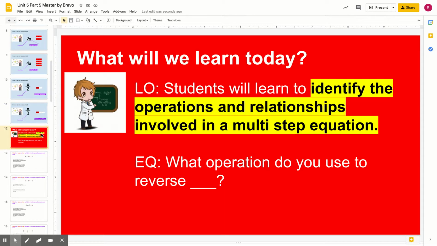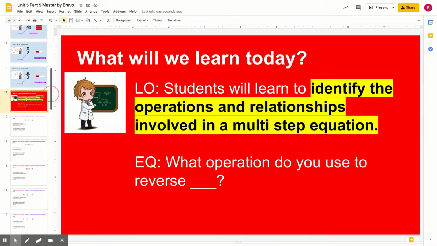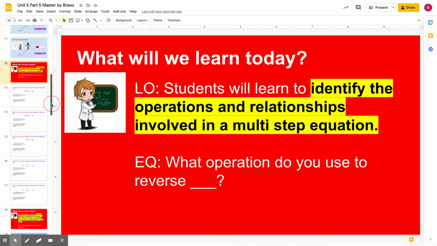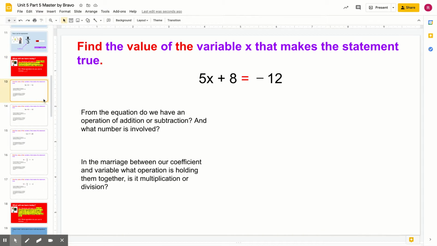All right. With that idea, we're going to go ahead and learn about the equations and identify what's going on inside the equations. The equations typically have operations and relationships, and we need to understand those. Looking at our first example, I will be asking you 2 sets of questions. So our example says 5x plus 8 is equal to negative 12.